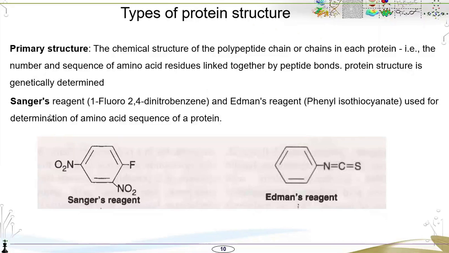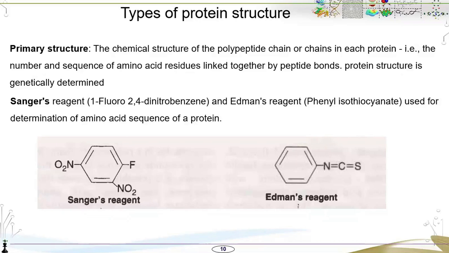Sanger's reagent and Edman's reagent are used for determination of the amino acid sequence of the protein. Let's say we have identified the primary sequence of amino acids by doing a synthesis, or by joining amino acids using different bioinformatics software. When we join amino acids one by one, we need to determine whether it is a primary structure or not, because simply joining is not valid, right?